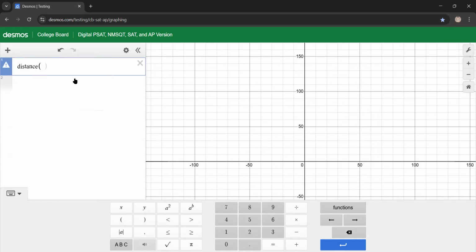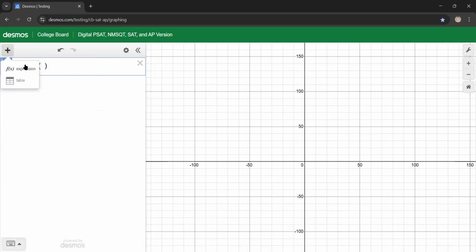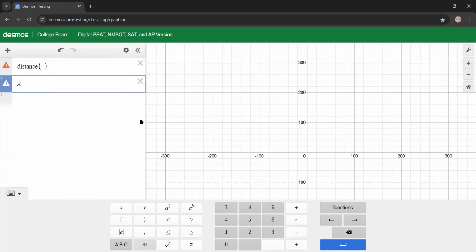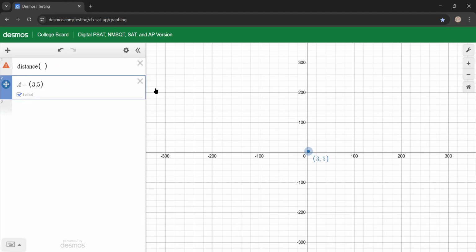Distance. Before doing the distance, let me tell you about some points. Let's say you have point A. If you want to define a point on the graph of Desmos, you need to write a capital letter that will designate your point. And let me write the point. It is 3, 5. I can label it. It gave me the point.